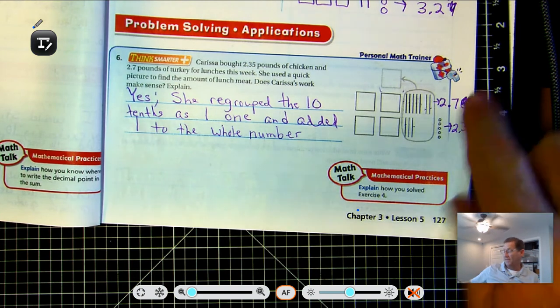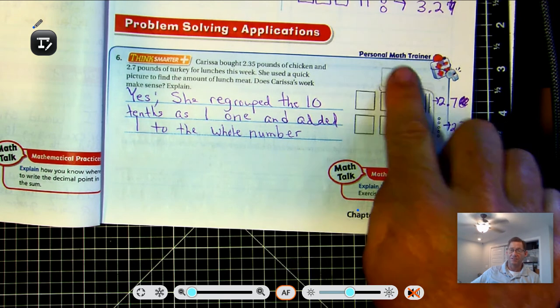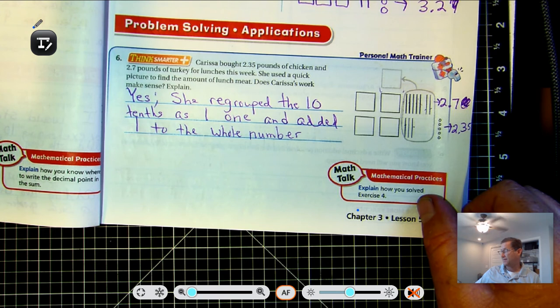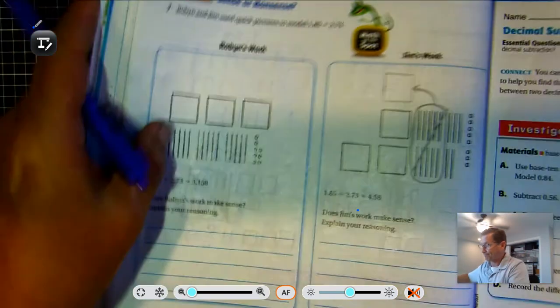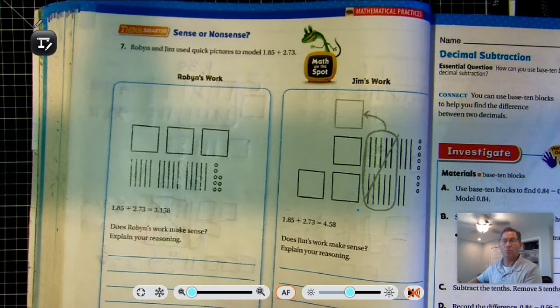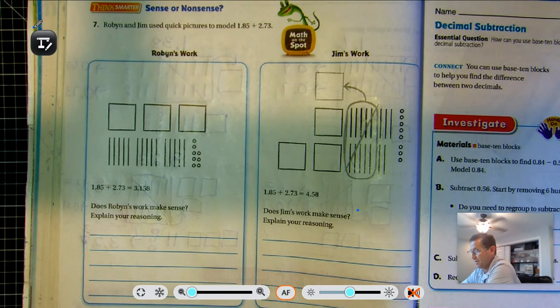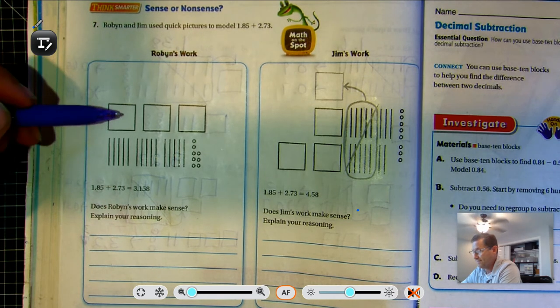So she's showing that she has to regroup the 10 tenths as one whole, and that she would have to add that. So she'd wind up with 5 and 5 hundredths. Okay, number 7. Robin and Jim use quick pictures to model 1 and 85 hundredths and 2 and 73 hundredths. So this is Robin's work, 1 and 85 hundredths.